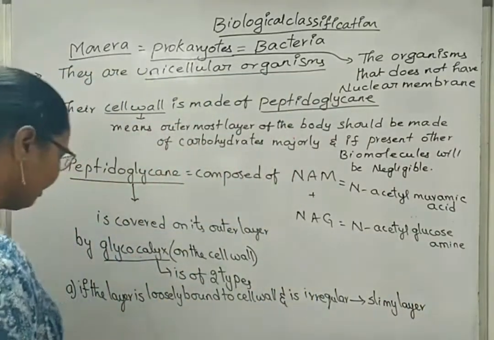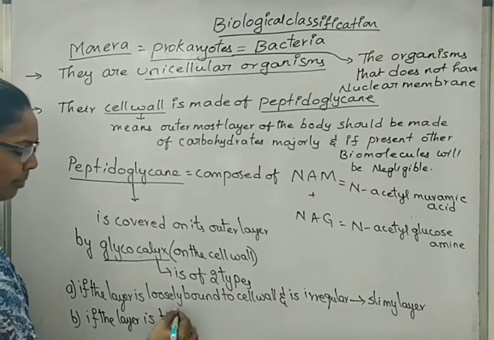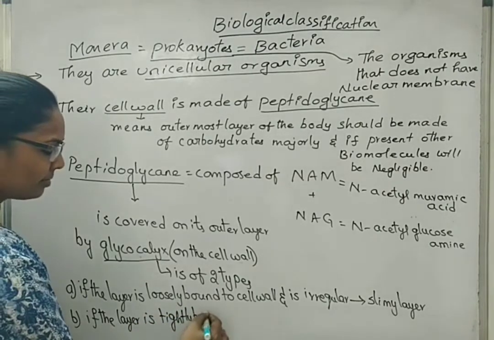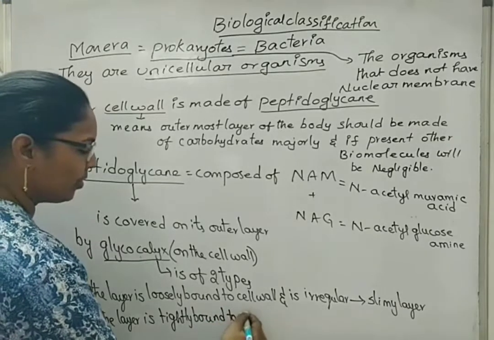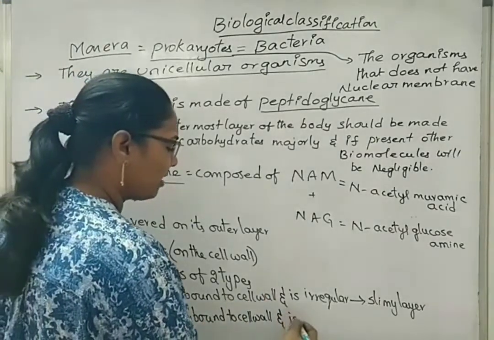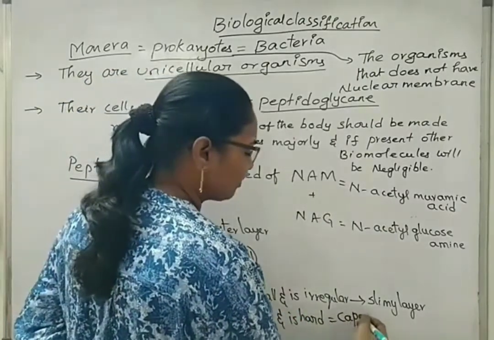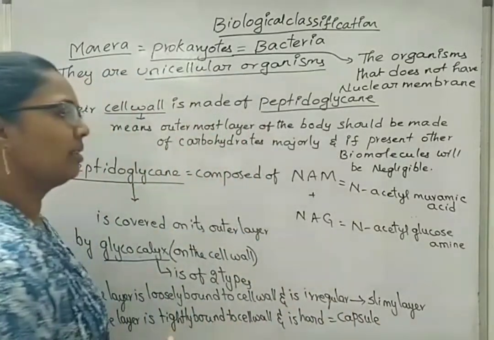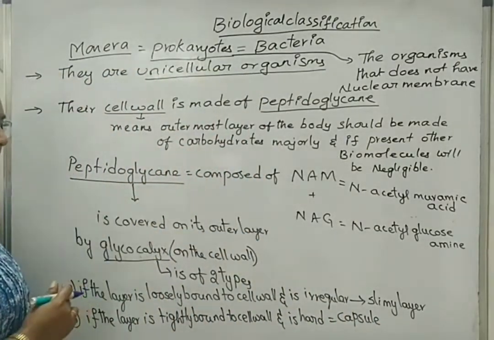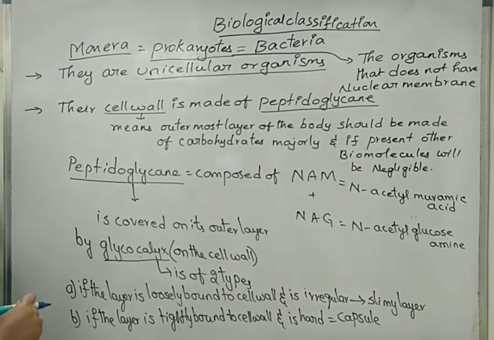Next, glycocalyx, if the layer is tightly bound to the cell wall and is hard, then it is called a capsule. To know all these labelings, we should know the diagram of bacteria.